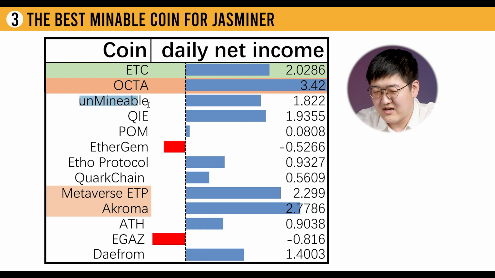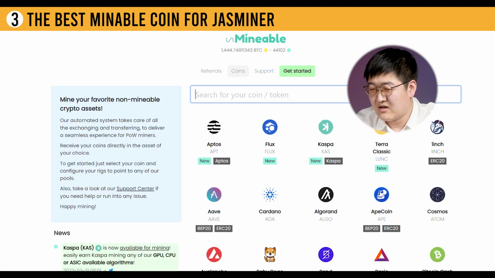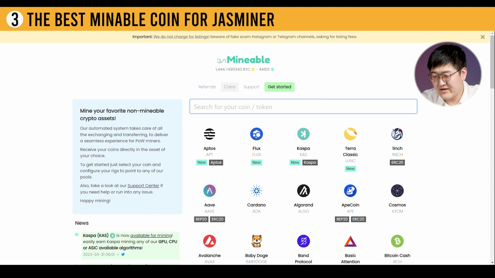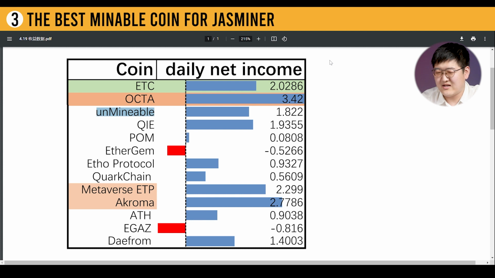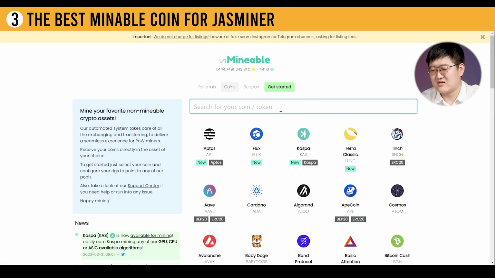So, like I said, I'll leave Unminable for last. Here is the Unminable website. This is quite different. This is not a token. This is a website for you to accumulate your hash rate and get paid out in other coins. Supposedly, maybe you have a BTC miner, but you want to mine ETC. It's possible to contribute your hash rate to the BTC network, but this pool will pay out in ETC if you prefer that.